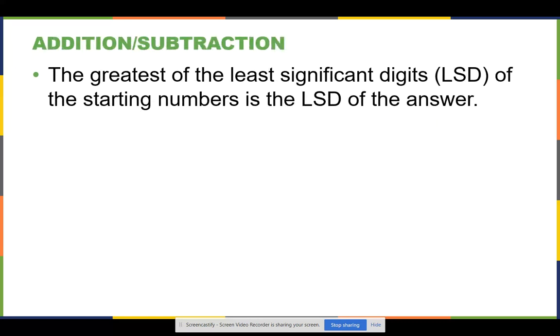Now, the rules for addition and subtraction. What I have found, in my experience, is that most students don't know the rules for adding and subtracting with significant digits. They know the multiplication, division, and don't know the addition, subtraction. So this is the rule. The greatest of the least significant digits of the starting numbers is the least significant digit of the answer. Probably makes no sense to you. Am I correct?